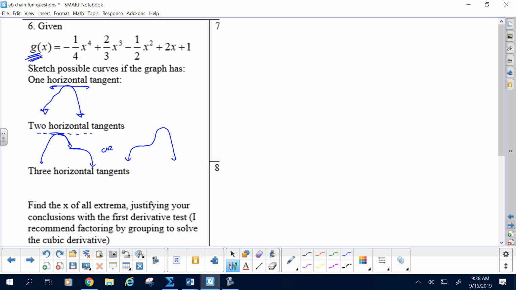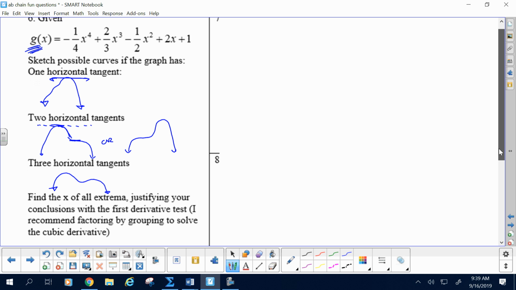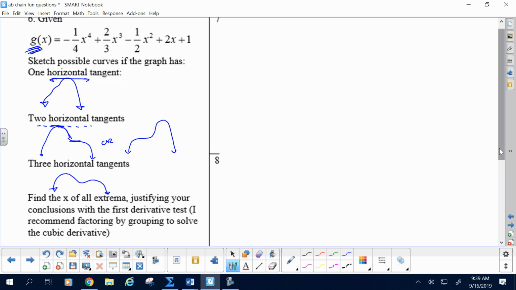What about three flat spots? Draw one with three flat spots, heading down and down on the outsides. So anything with three horizontal tangents going down on both sides should look like that, yay? All right, now, which of these shapes it could be depends on what the derivative looks like.